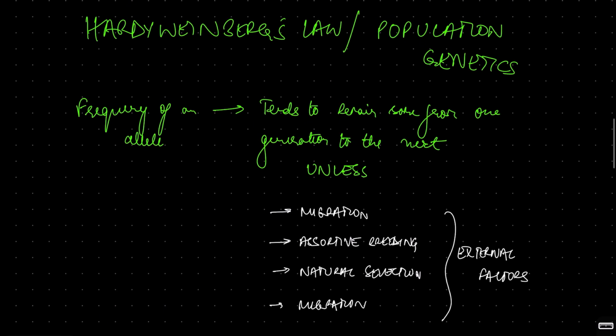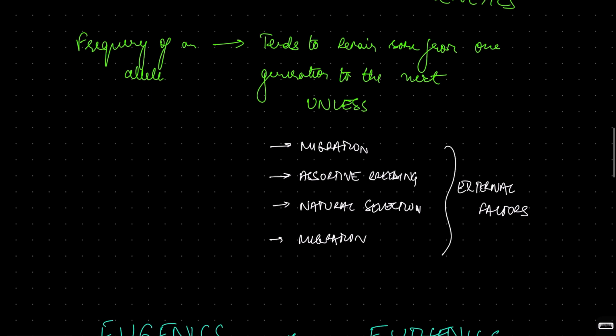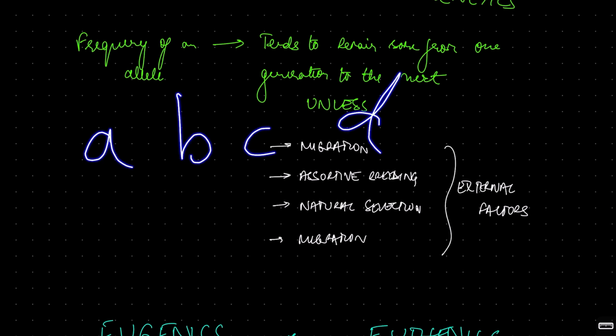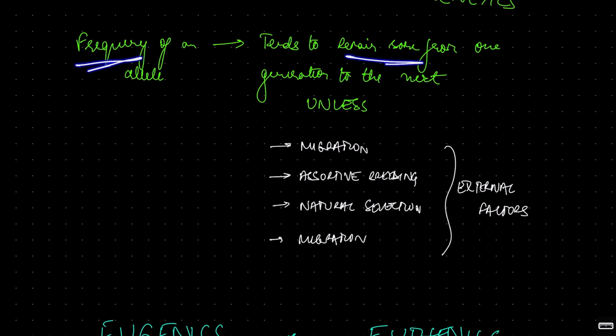Next, coming to population genetics or Hardy-Weinberg's law. Basically, what this is, any allele in a population, any allele of a gene, it tends to remain same from one generation to the next unless there are some external factors. Basically, see, for every gene, you'll have multiple alleles, some A, B, C, D. You'll have different alleles for each gene, right? So some percent of the population will have A, some percent of the population will have B. This frequency tends to remain the same from one generation to another because Mendel said that each allele is passed down from one generation to the next.